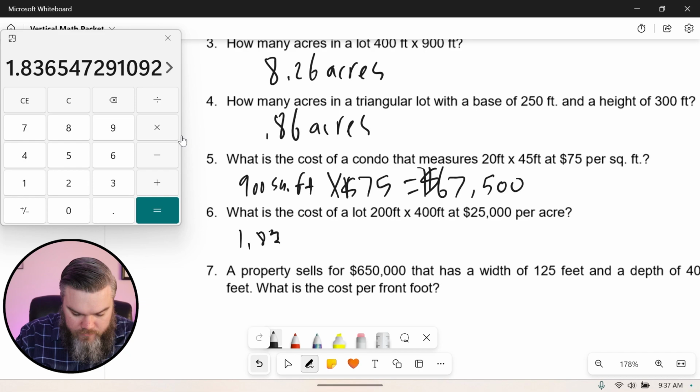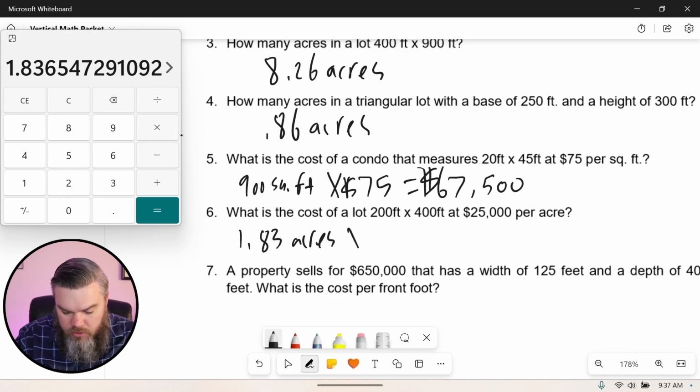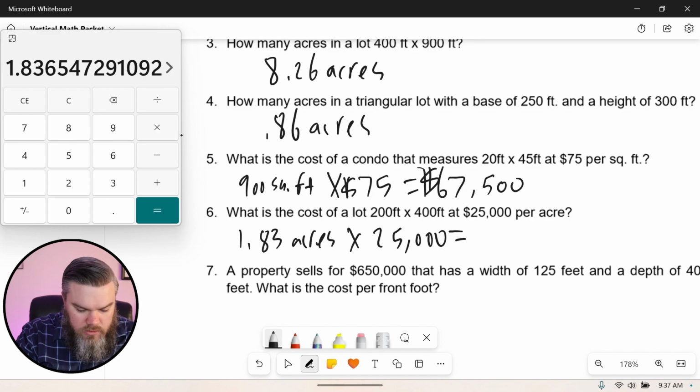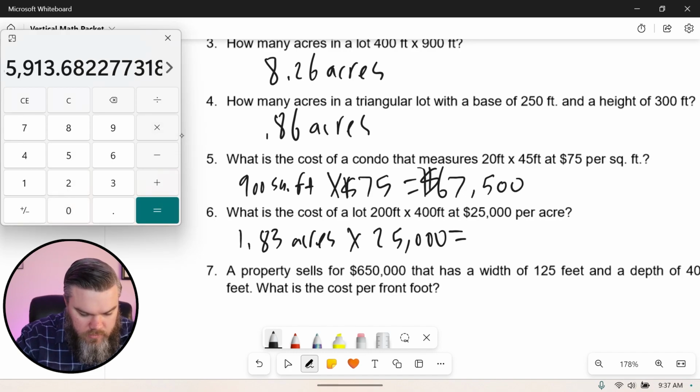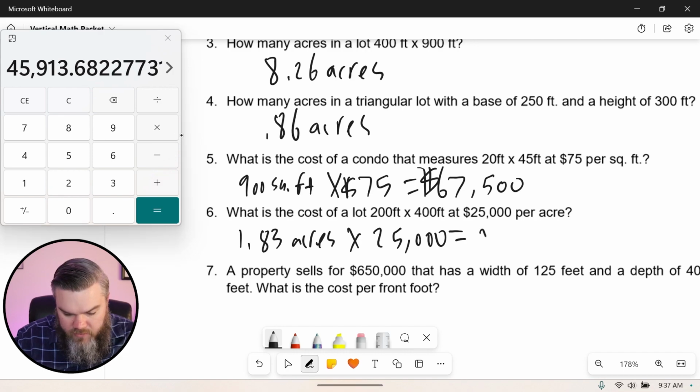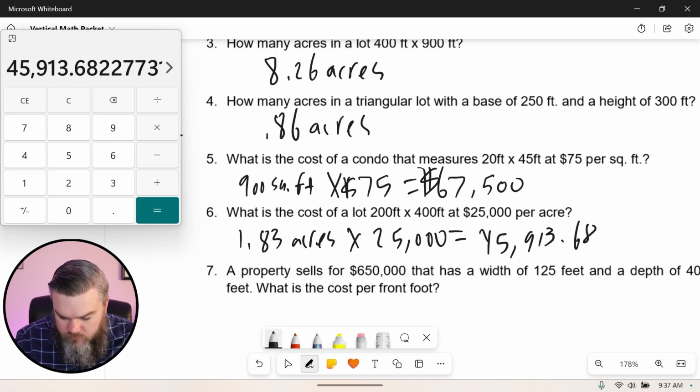Make that a little prettier. And then you need to multiply that by your 25,000 per acre. So times 25,000, and you get 45,913.68.